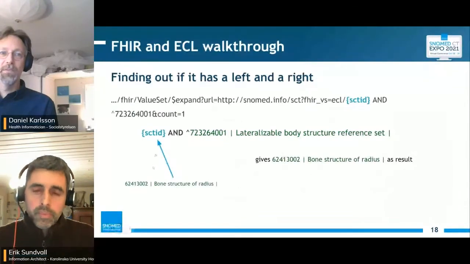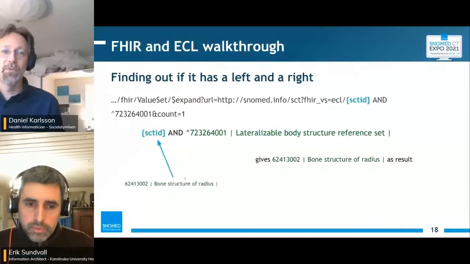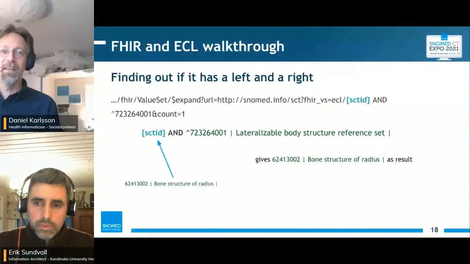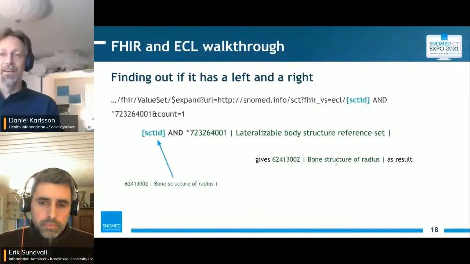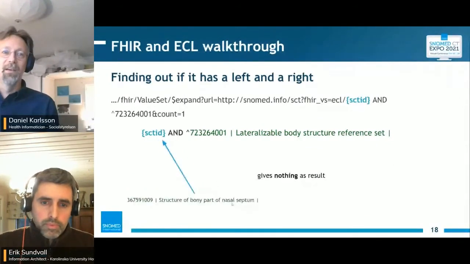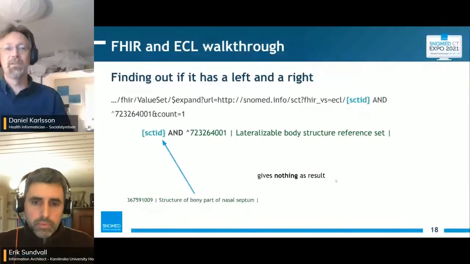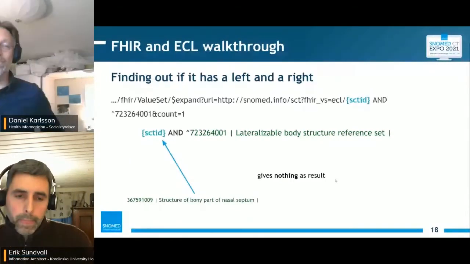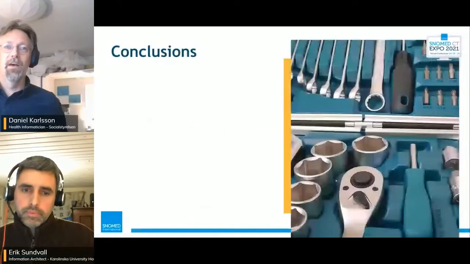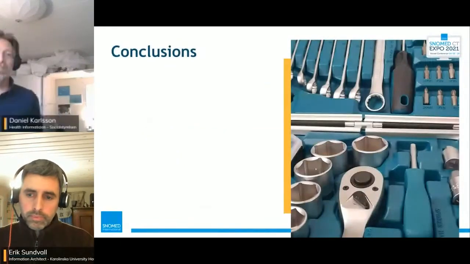You see here, if we're using a bone structure radius, because that's lateralizable, this gives a result. But if we take, for example, the nasal septum, or the bony part of nasal septum, that gives nothing as a result. And we're using that to drive this user interface. Some conclusions.